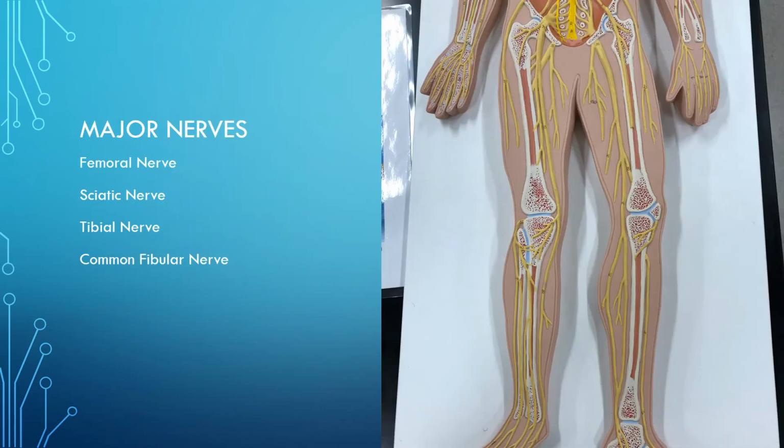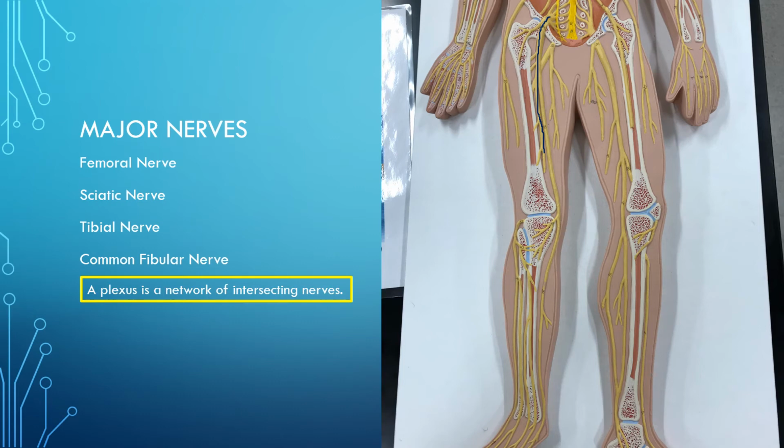Nerves are bundles of nerve fibers, that is, axons, that transmit information to and from the central nervous system and the various parts of the body. You should be familiar with the locations of the following nerves. The femoral nerve, located here, is the largest nerve of the lumbar plexus.